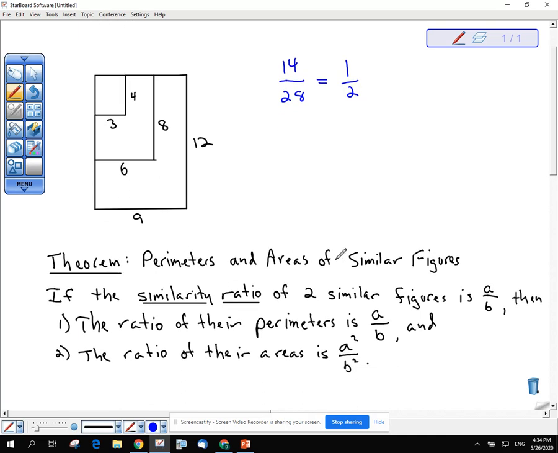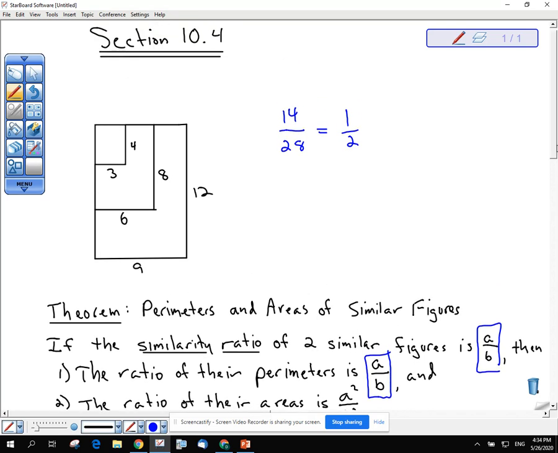This theorem says perimeters and areas of similar figures. If the similarity ratio of two similar figures is A over B, or A to B with a colon notation, A colon B, I like the fraction though, then two things happen. The first thing we just kind of proved there is the ratio of the perimeters is also A over B. If this is A over B, then this is going to be that same A over B. If it's 1/3, then the perimeters also are going to be 1/3.